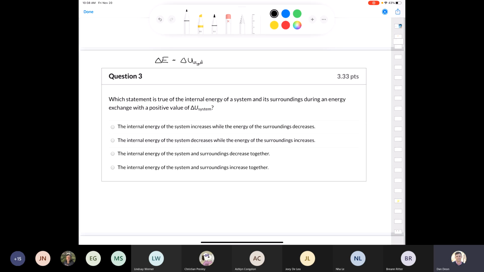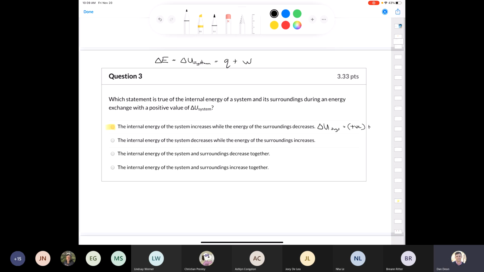So delta U of the system is going to be equal to Q plus W. So you've got to be able to assign the sign of heat and work. If we look at the first possible answer, the internal energy of the system increases while the energy of the surroundings decreases. Well, in this case, if the internal energy of the system is increasing, that means that the Q is going to be positive, right? Heat is coming into the system. So that would give us a positive value for Q.